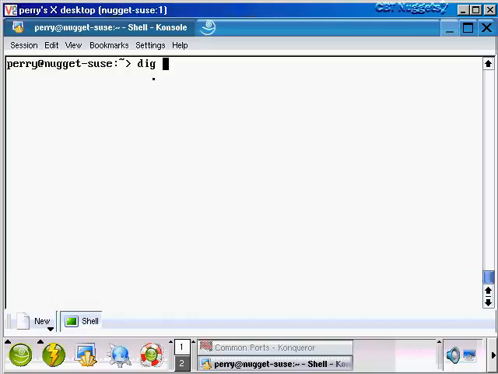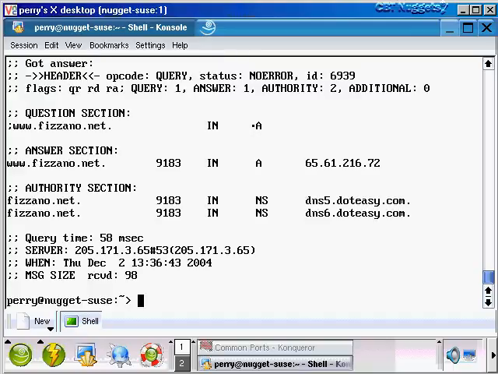I will get information like what the IP address is for a particular domain name, or what the name servers are that hold this domain name information, that sort of thing. So for instance, if I do a dig on www.fasano.net, we're going to get a response back.